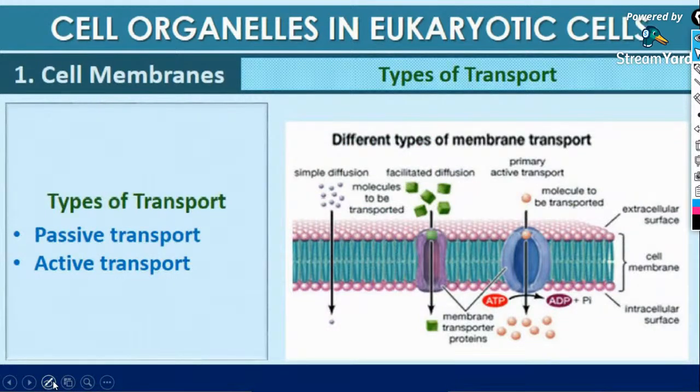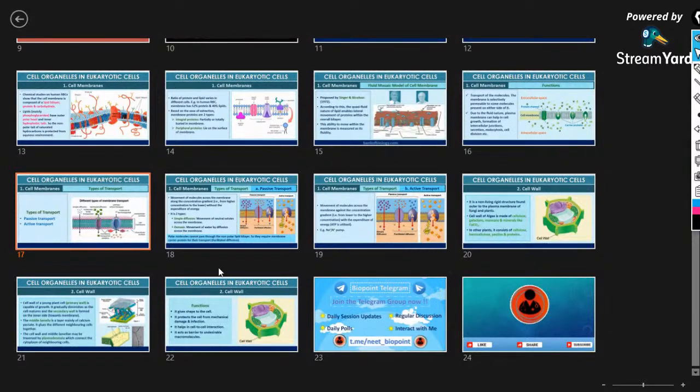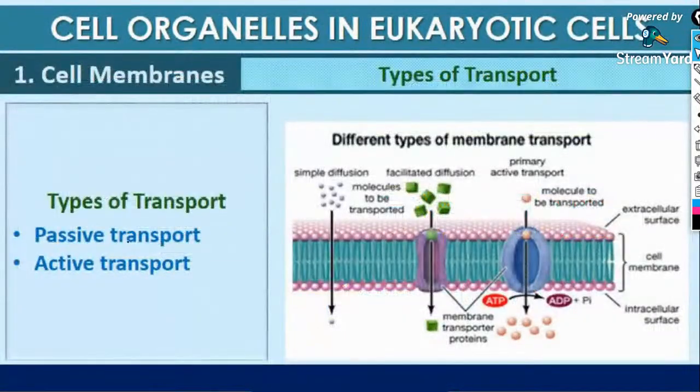Next is the types of transport. How many slides more? 1, 2, 3, 4, 5, 6. Total 6 slides, including this. Types of transport: transport is divided into two types, passive transport and active transport. All this you have learned in your previous chapters, previous classes. And today also Abhisa has taught you about active transport, I hope so.